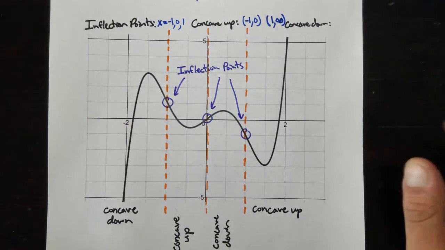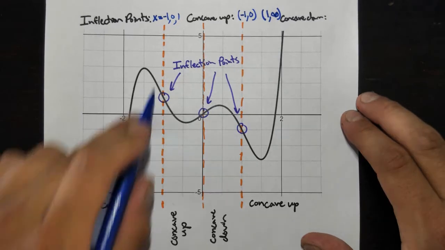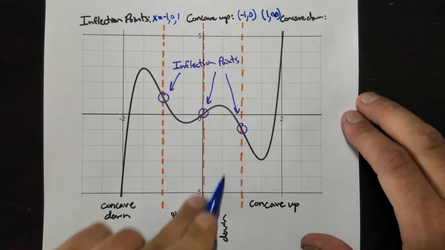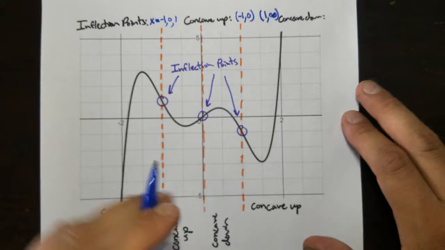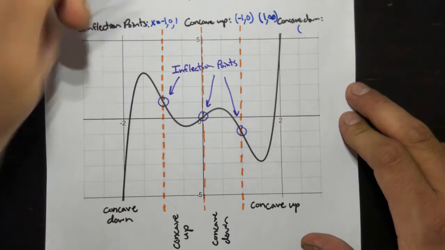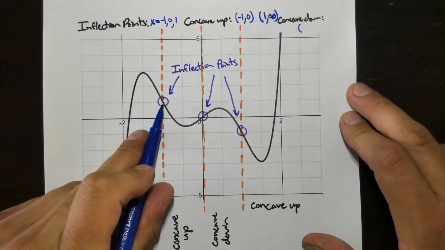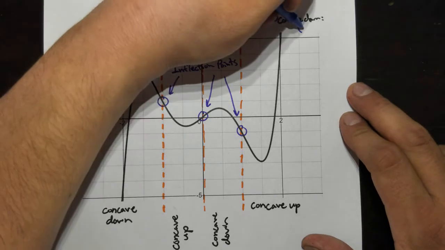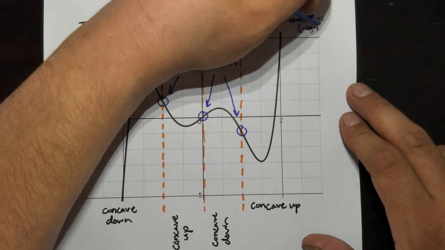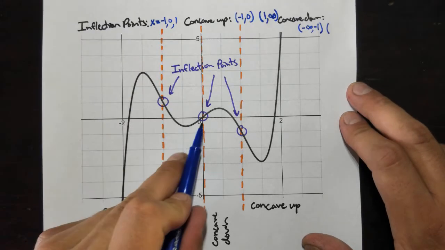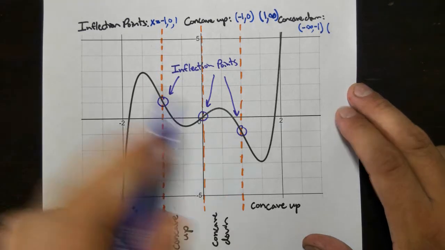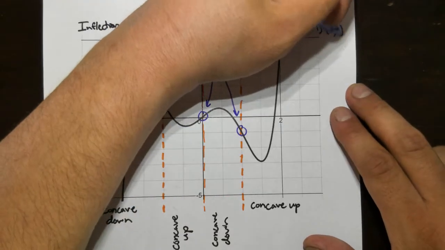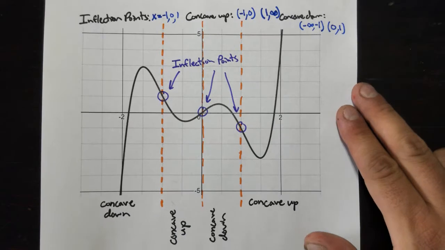Okay, so now where is it concave down? Well, it's concave down in this left section and this middle right section. So it's concave down from negative infinity until we get to negative 1. And it's also concave down between 0 and positive 1. So that's how we'll be writing them.